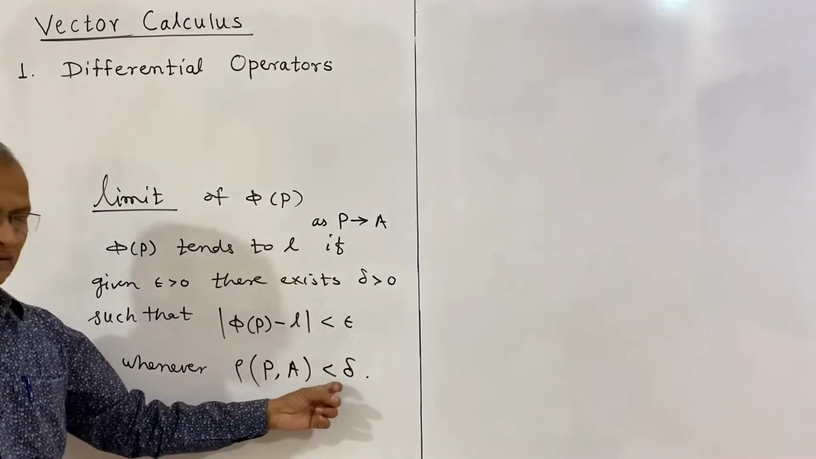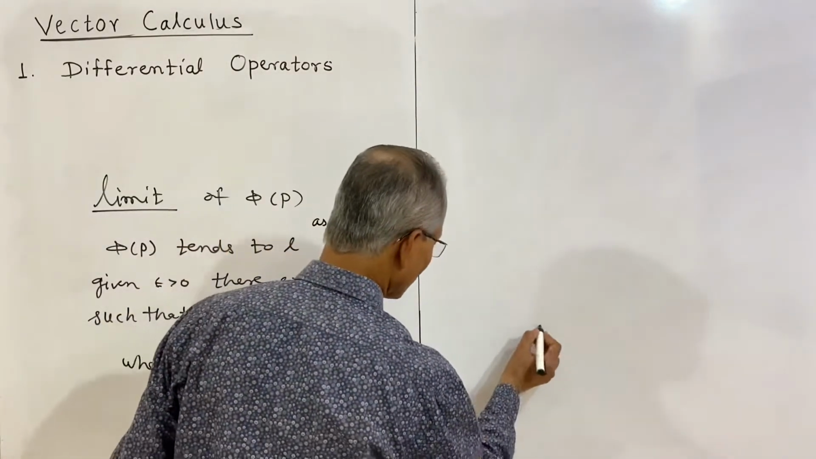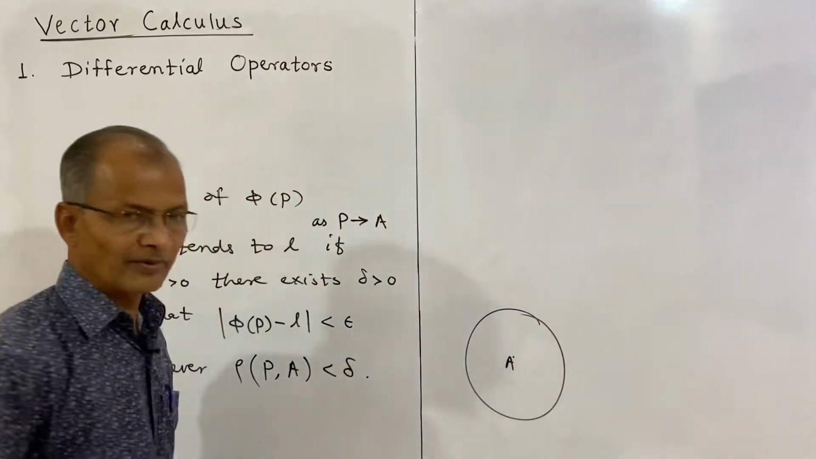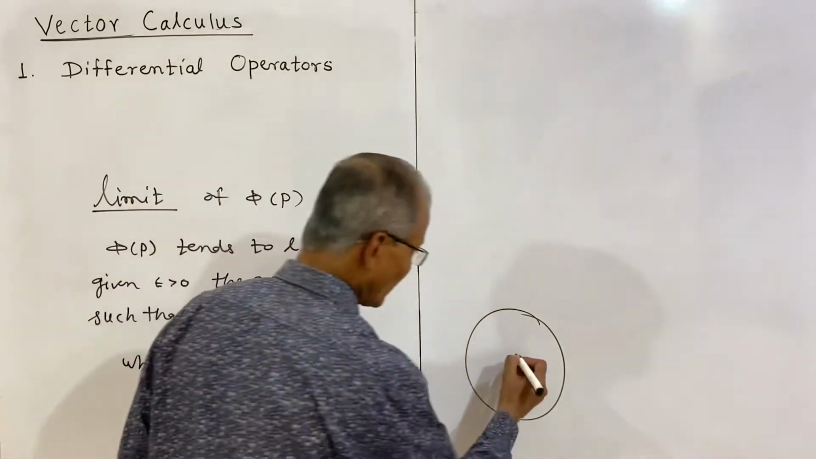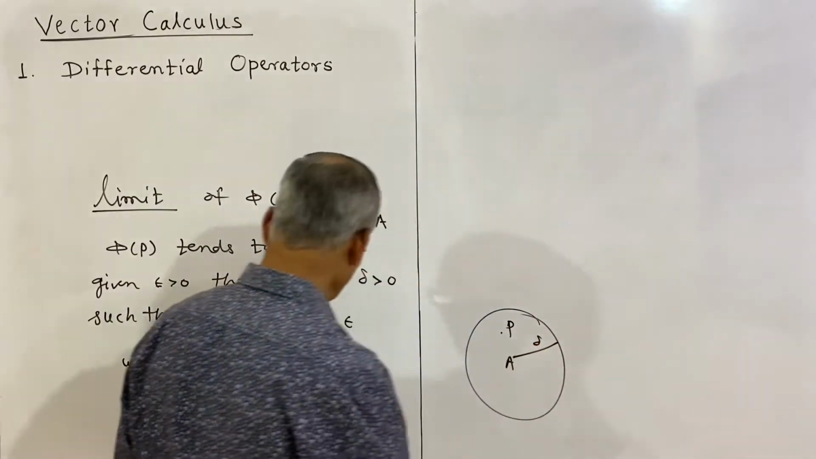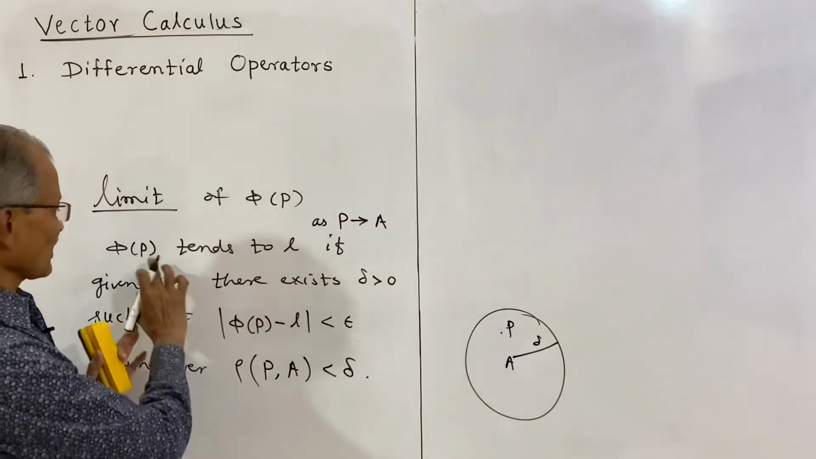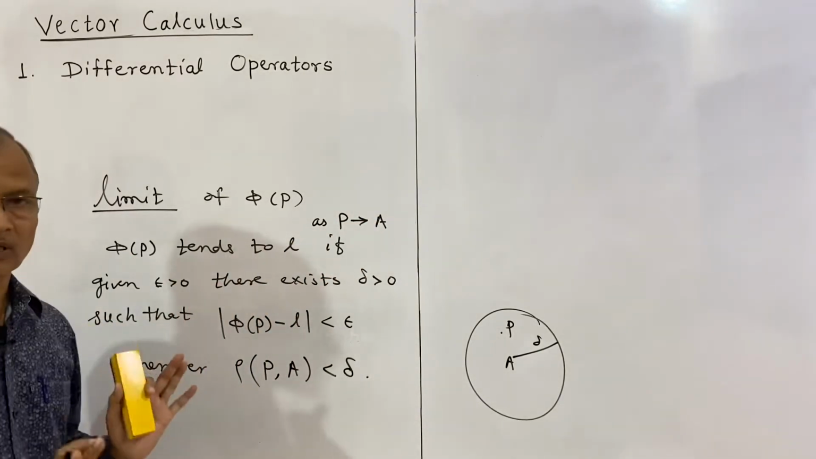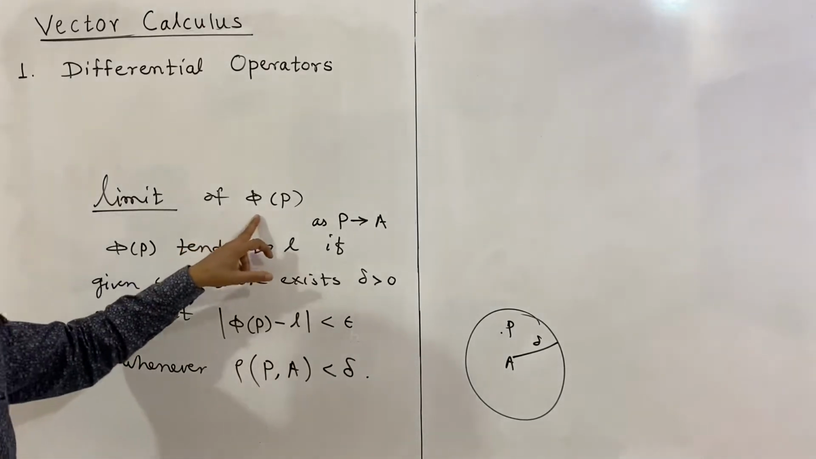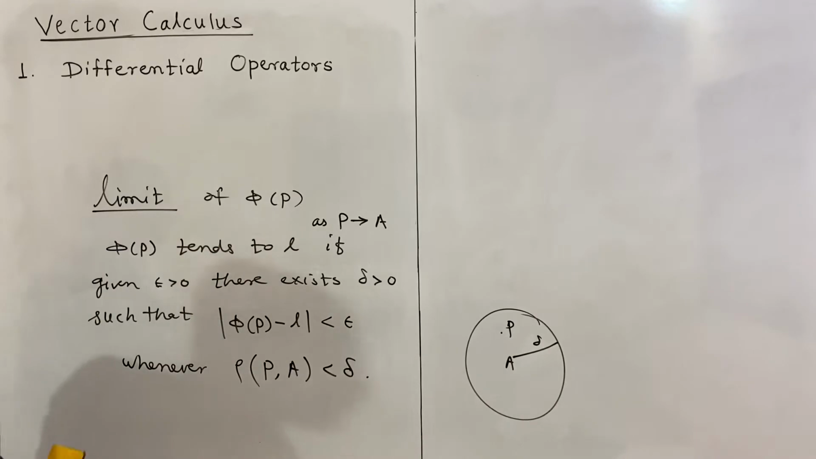and the distance between P and A is less than delta. That can be considered as if you have A as a center, a sphere having radius delta, then P lies within this sphere. That is the meaning of this. Whenever P is close to A, phi P will be close to L. That is the meaning of limit, as in the usual function f of x. So, this is the limit of scalar point function phi of P.